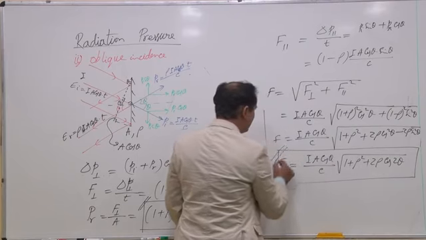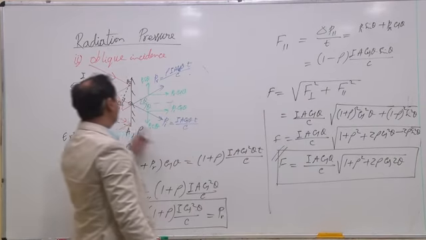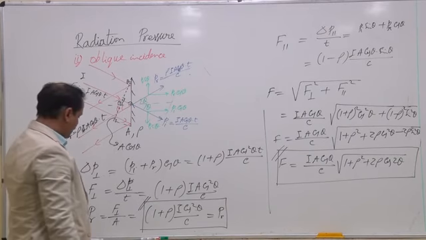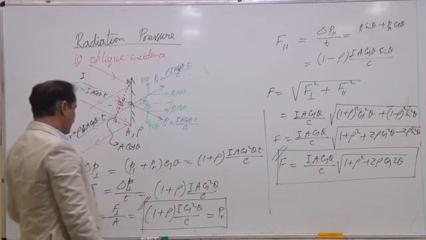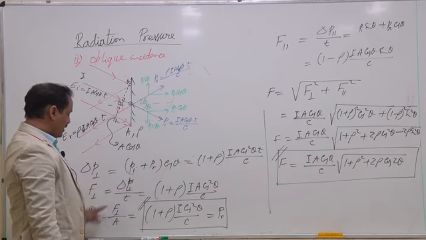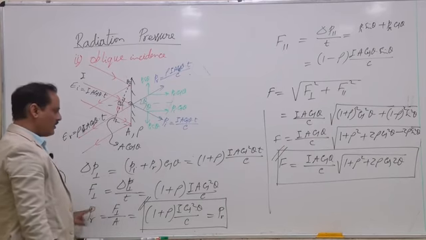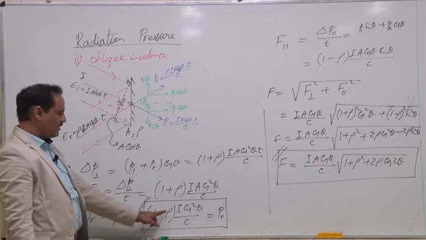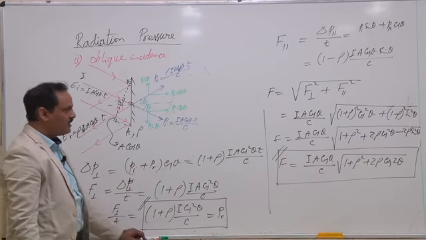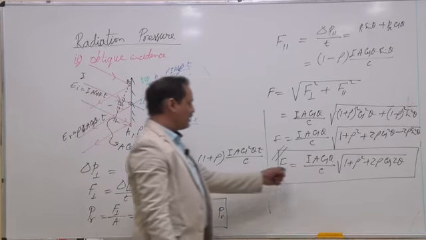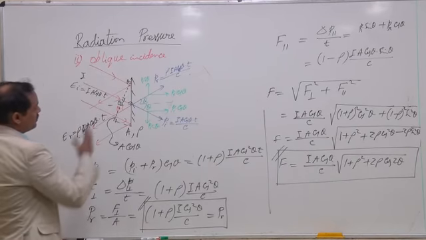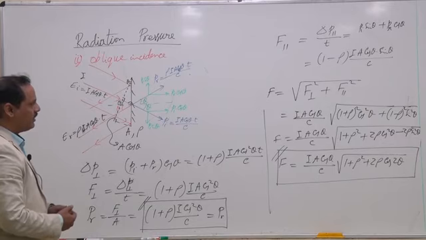This is the net force experienced by the surface when light is falling at some angle, but when light is falling normally, pressure is due to normal force only. So for normal force we get pressure, it is 1 plus rho I cos square theta by C, and if force is asked, then this is the force. This is the situation when surface is plane.